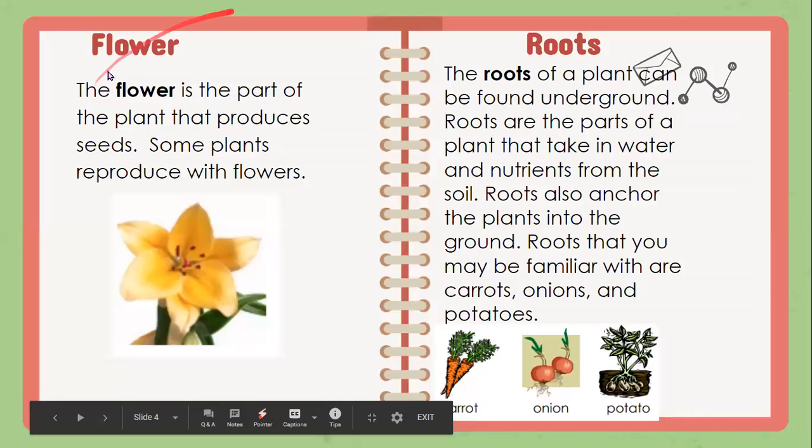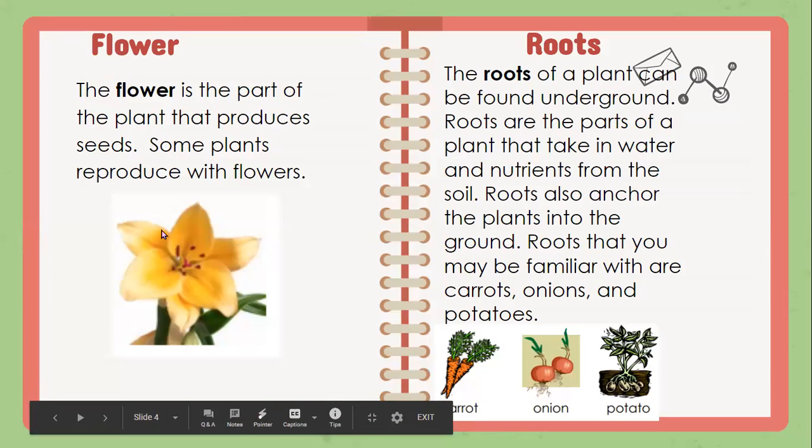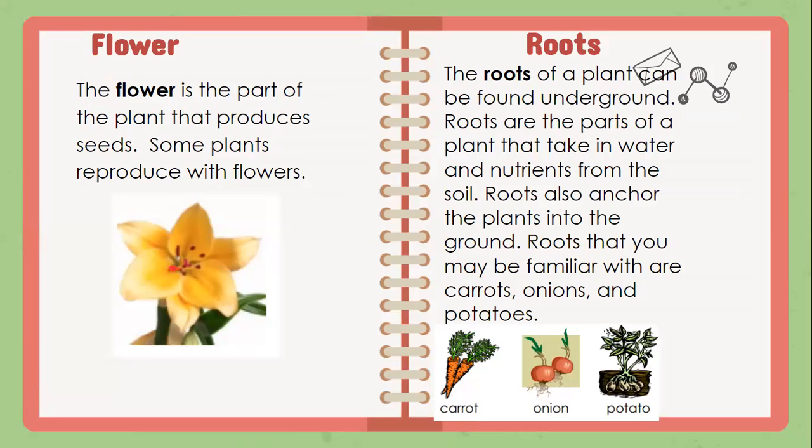The flower. The flower is the part of the plant that produces seeds. Some plants reproduce with flowers. As you can see, this is a picture of a flower, and these tiny brown things are called seeds.